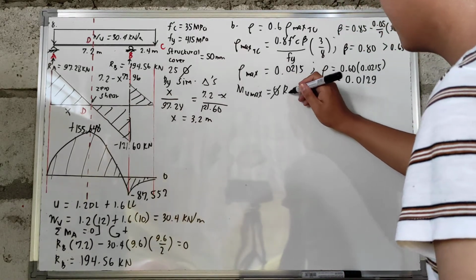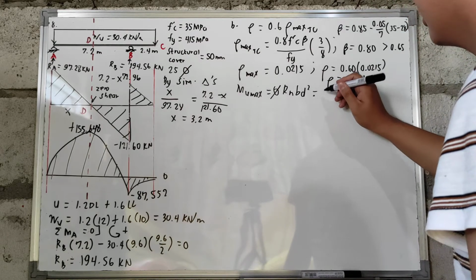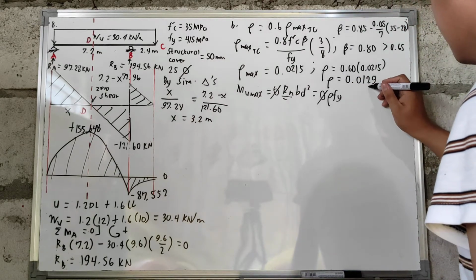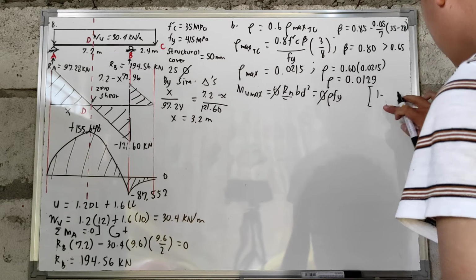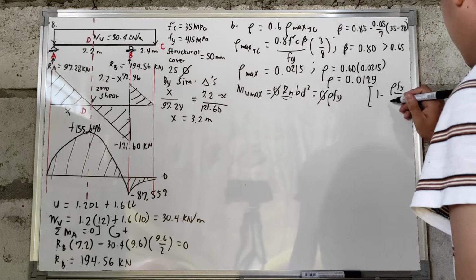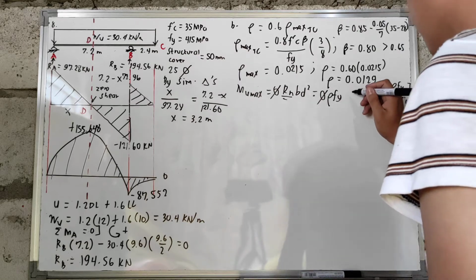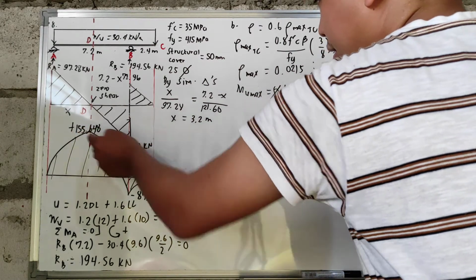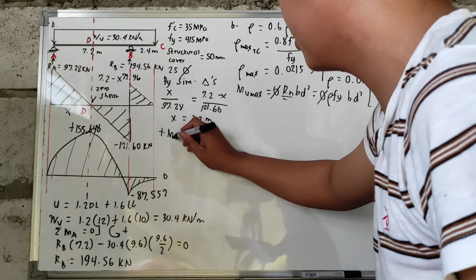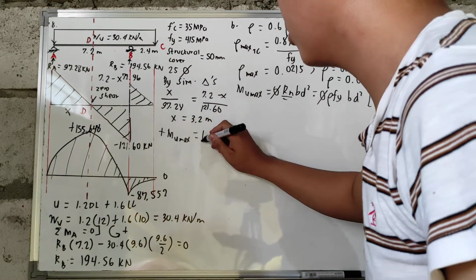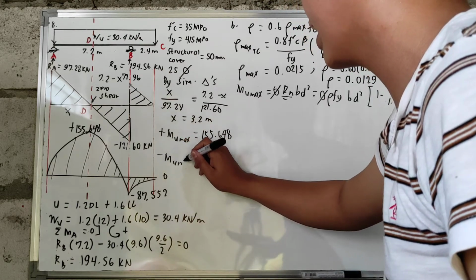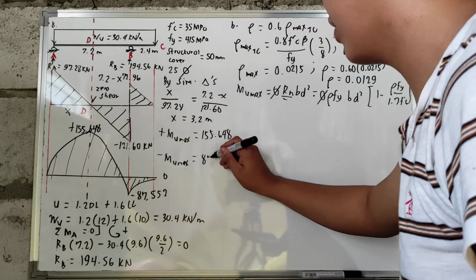So, you have reduction factor multiplied by the nominal resistance, BD squared. So, rho, yung formula natin for nominal resistance, that is rho Fy, multiplied by 1 minus rho Fy over 1.7 of F prime C, multiplied by BD squared. So, with this one, meron tayong given na rho, na Mu max dito sa positive, which is equal to 155.648 kilonewton meter, negative na Mu max natin, which is equal to 87.552.